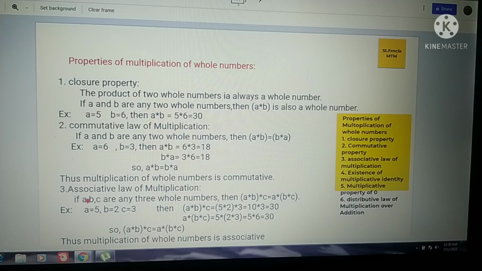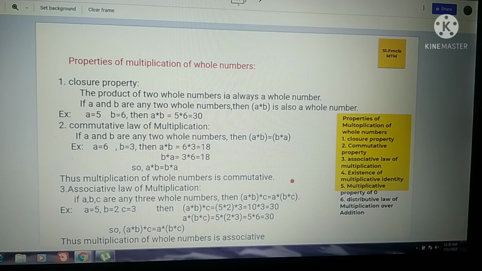Now see associative law of multiplication. Associative means how many numbers you will take? 3. So here also I am taking 3 numbers. See, if a, b, c are any 3 whole numbers, then a into b into c: if we multiply the first two numbers and then multiply the third number, that is equal to doing the multiplication of the second one and third one first, and then multiplying with the first number. That time also you will get the same result.